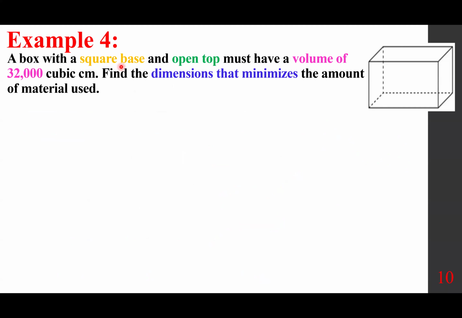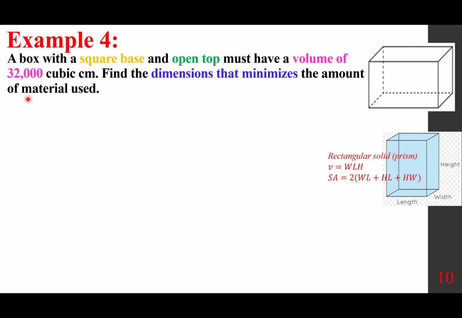A box with a square base and open top must have a volume of 32,000 cubic centimeters. Find the dimensions that minimize the amount of material used. So what we want to discuss, everybody, this is called a rectangular solid. Here's the length, here's the width, here's the height. Rectangular solid or prism. The volume is the width times the length times the height.